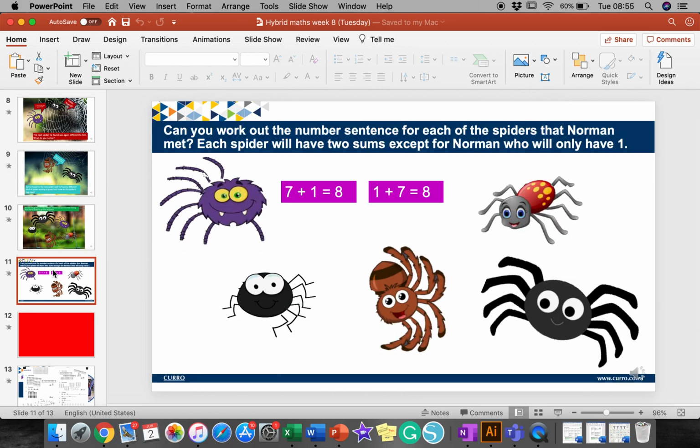Right. Now we're moving on to our next slide. So can you work out the number sentence for each spider that Norman met? Each spider will have 2 sums, except for Norman, who will only have 1.